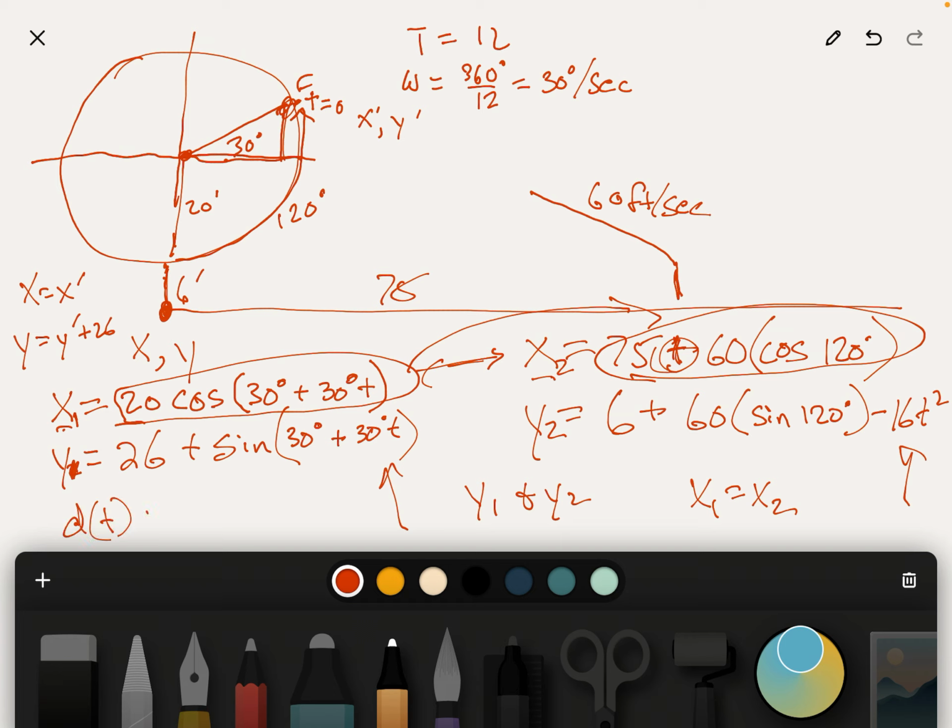So d of t equals the square root of (x1 minus x2) squared plus (y1 minus y2) squared.